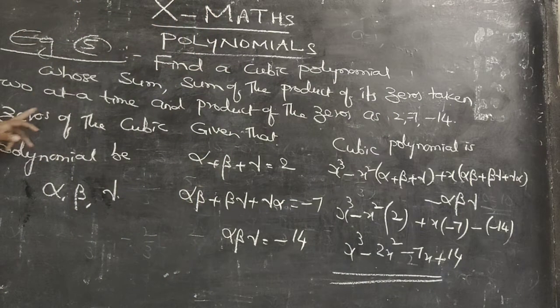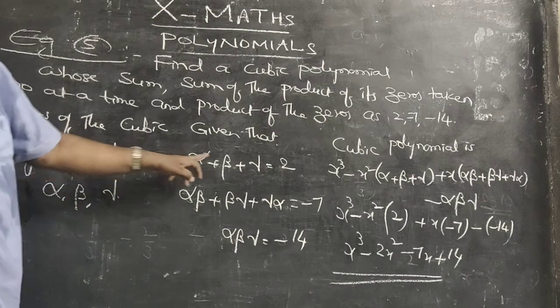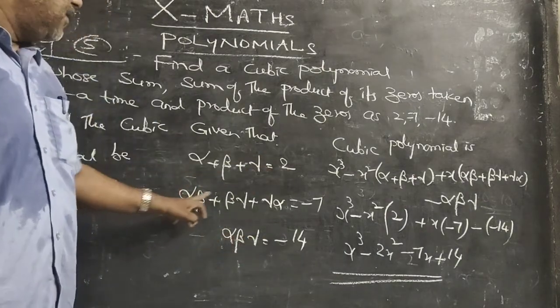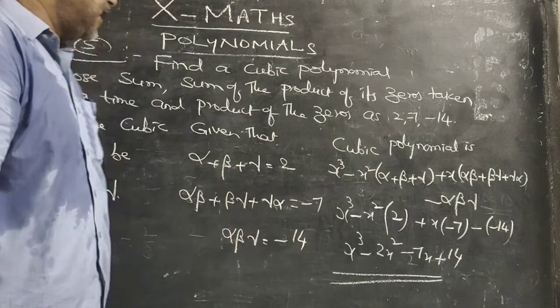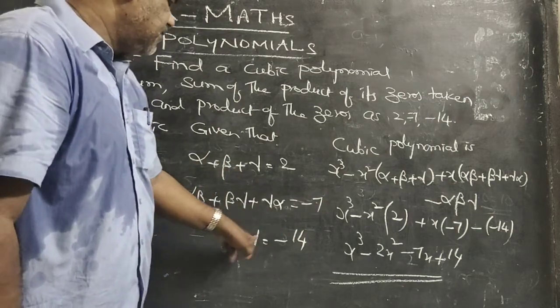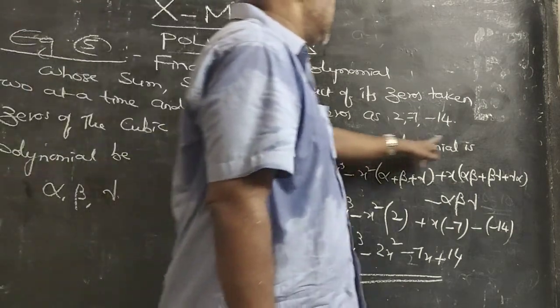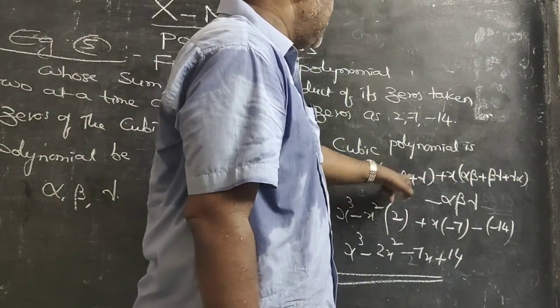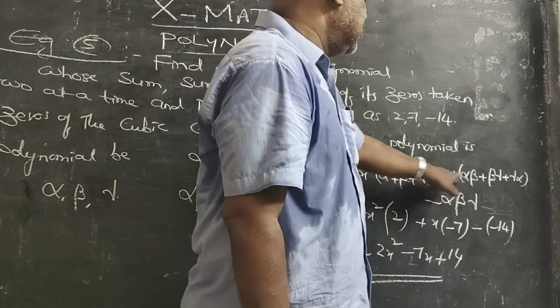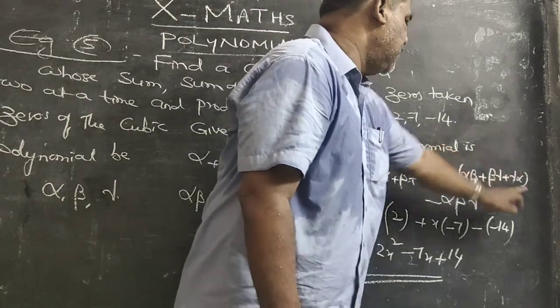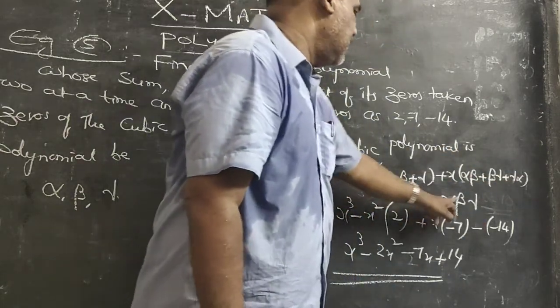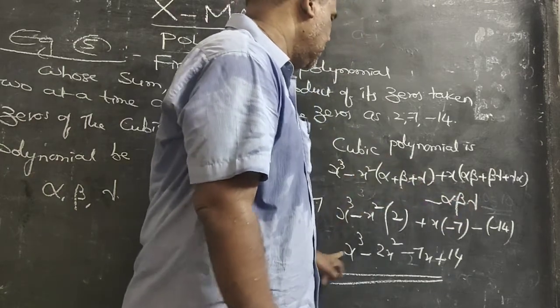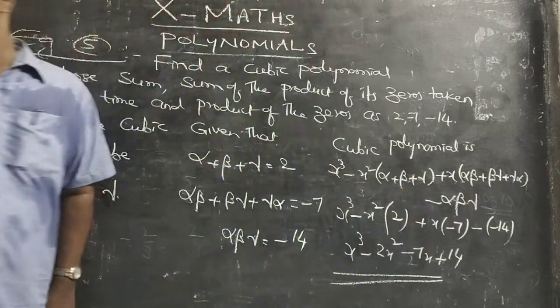So first we have to suppose the zeros of the polynomial as alpha, beta, gamma. Sum of the zeros is 2. Sum of the product of the zeros taken at a time is minus 7. Product of the zeros is minus 14. Now the cubic polynomial is x cube minus x square into alpha plus beta plus gamma plus x into alpha beta plus beta gamma plus gamma alpha minus alpha beta gamma. Here we have to substitute, we will get the answer.